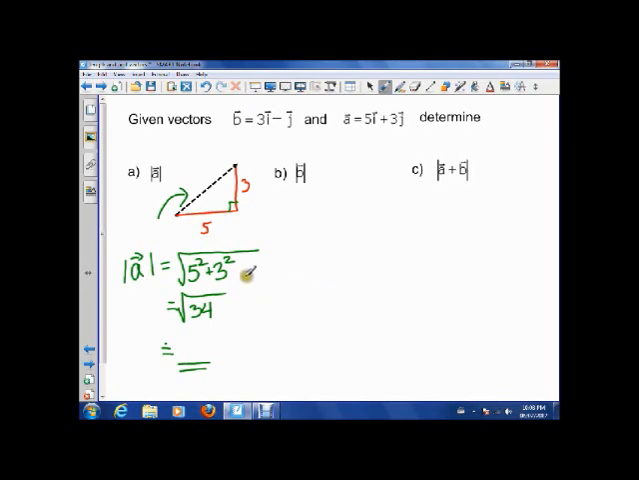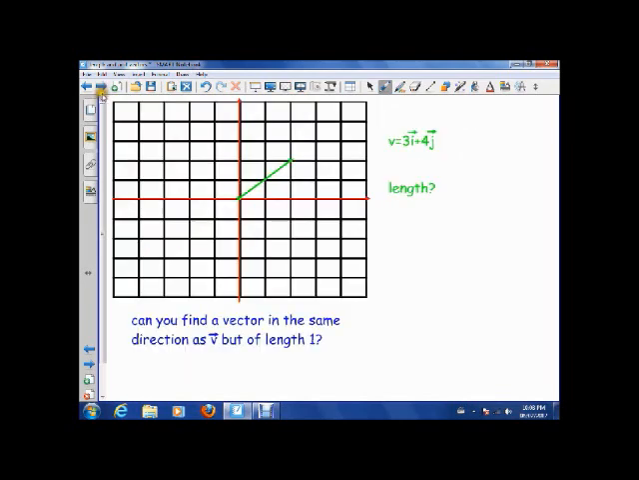Now what I want to do is apply that concept of magnitude to something called a unit vector. Let's say that I have the vector 3i plus 4j. Let's first draw 3i plus 4j. That's 3i, 4j, so there it is right there. First of all, what's the length of 3i plus 4j? Remember, this length here is 3, this length here is 4. It's a right angle triangle, right?